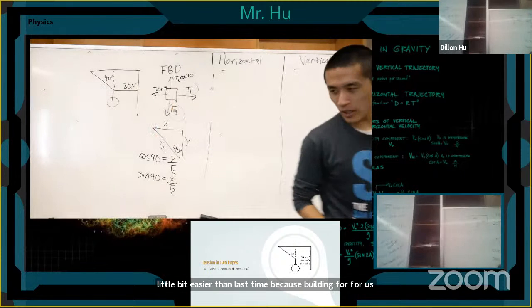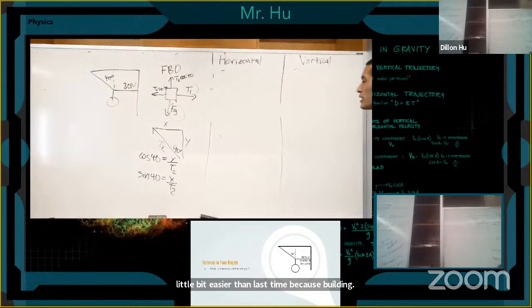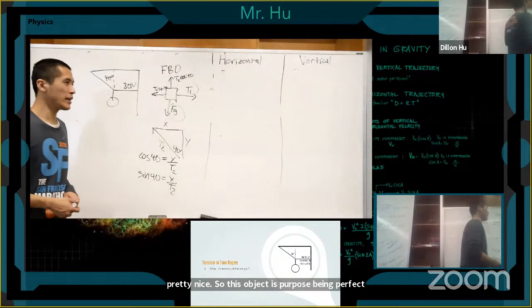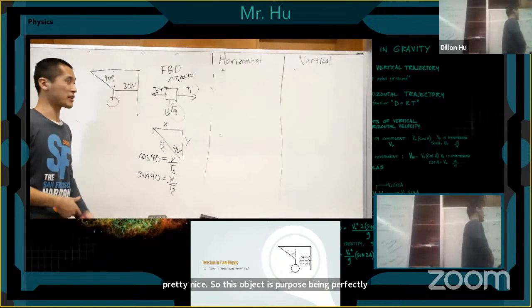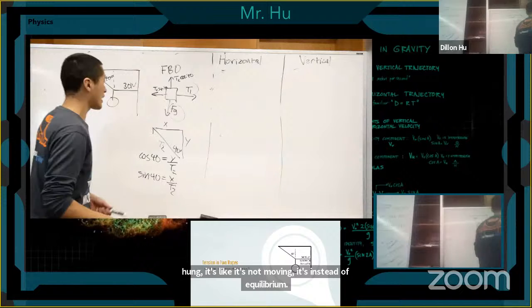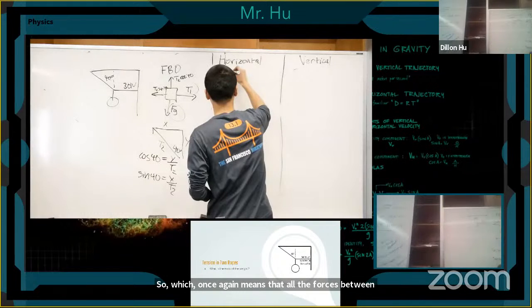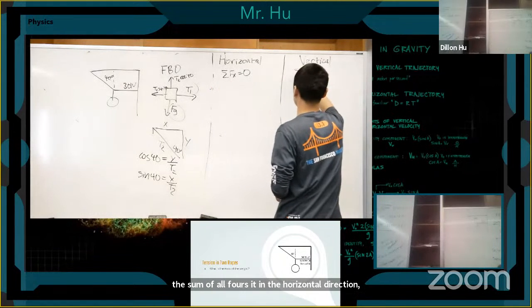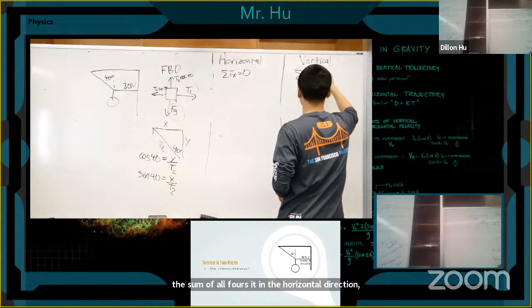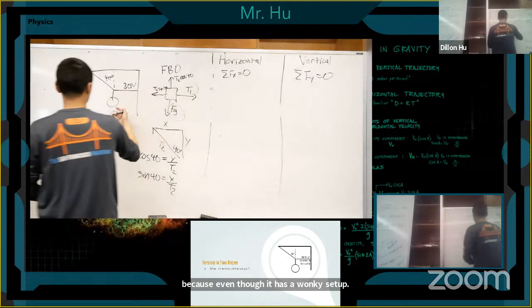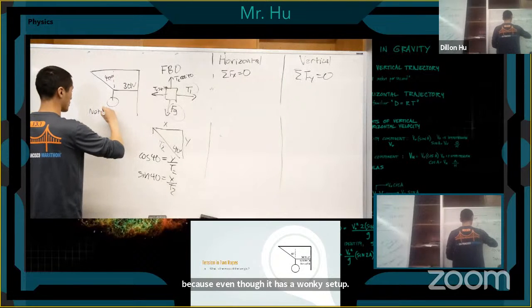And they look, honestly, pretty nice. So this object is being perfectly hung. It's not moving. It's in static equilibrium, which once again means that all the forces are going to cancel out. So the sum of all forces in the horizontal direction is going to equal 0, and the sum of all forces in the vertical direction is going to equal 0. Even though it has a wonky setup, this is still not accelerating anywhere.